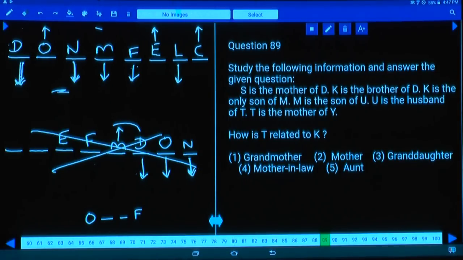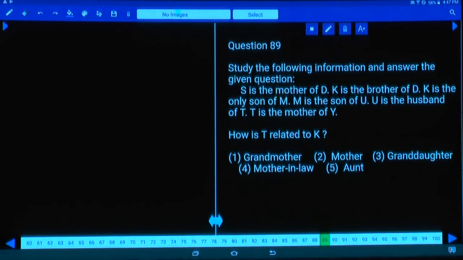Then question numbers 89 onwards. 89 to 91, S is the mother of D. S is the mother of D can be written like this. And K is the brother of D. K is the brother of D because K and D are what? K and D are siblings to each other and the children of S.